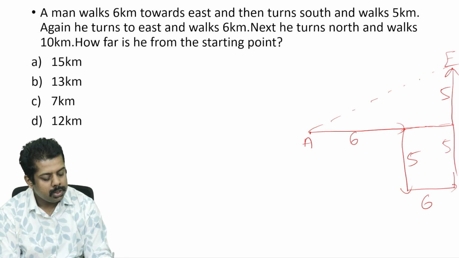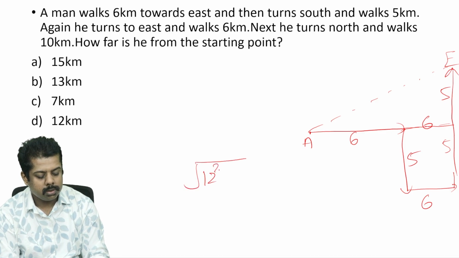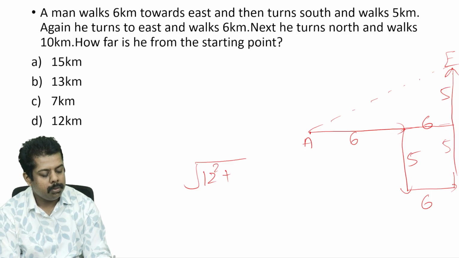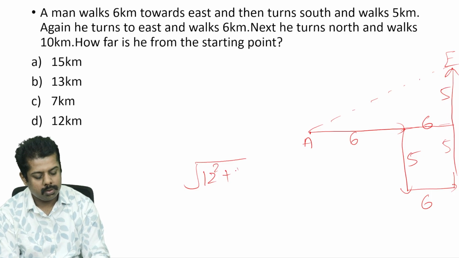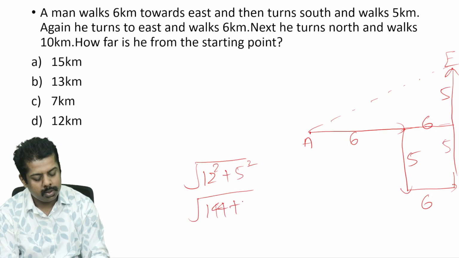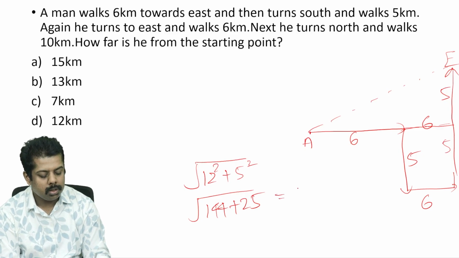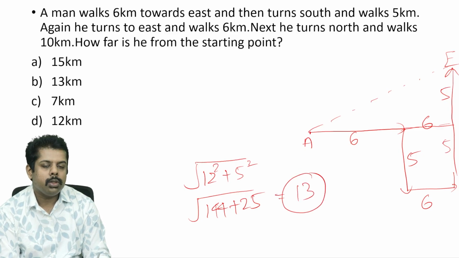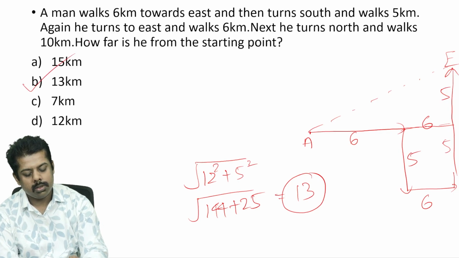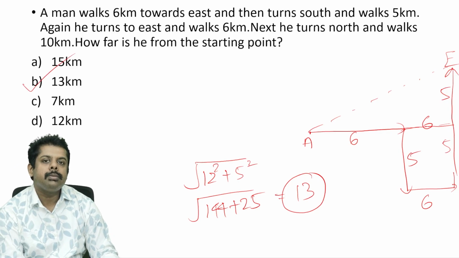So we see the base of this triangle, it is 6 plus 6, 12. So that is 12 square plus height of this triangle is 5 square. Okay. So root of 144 plus 25, 144 plus 25 is 169. Taking the root of that is going to give us 13. Okay. So the answer here is option B, 13 kilometer will be the final answer.